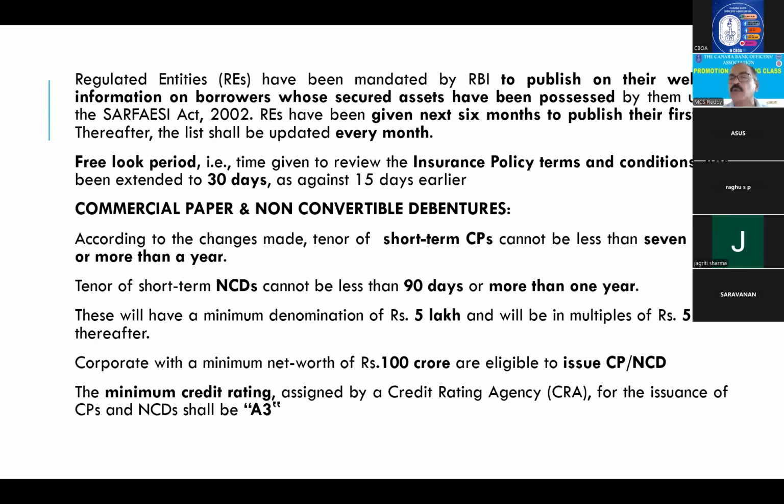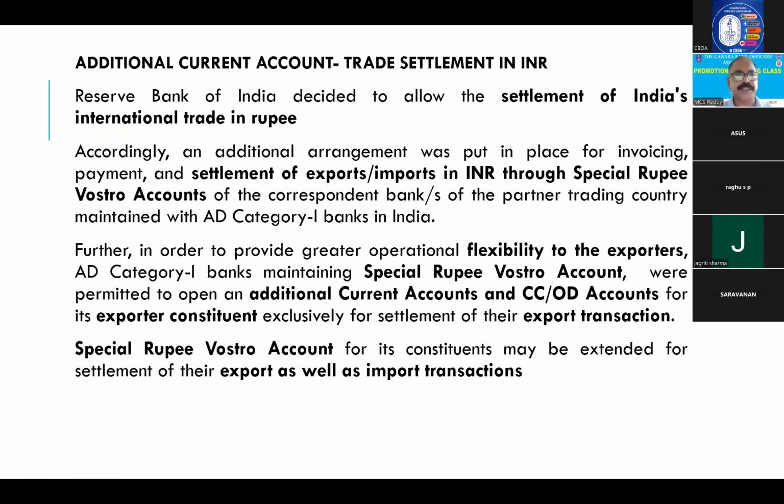Remaining all common. Only the minimum period is changed. For CP, it is 7 days, and for NCD, it is 90 days. And minimum rating they should have is A3. CP has been a recalled question, so for NCD you may concentrate.